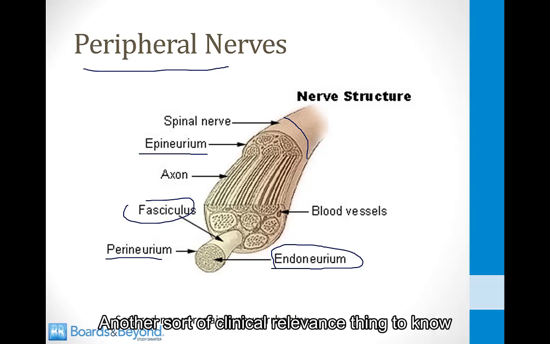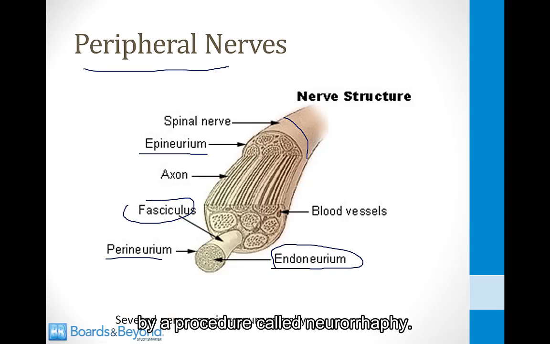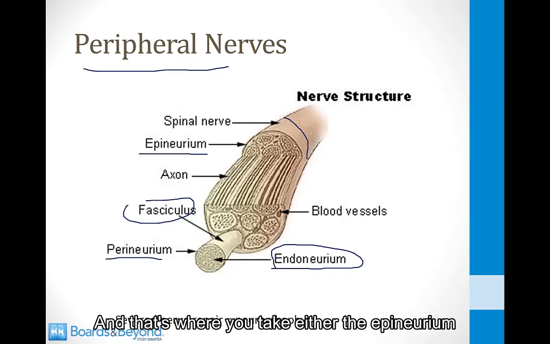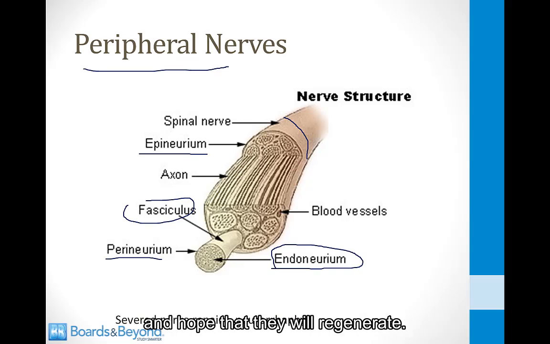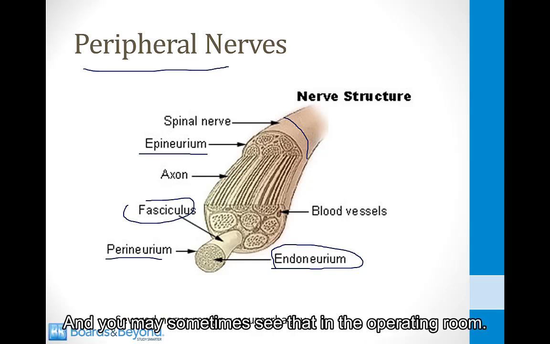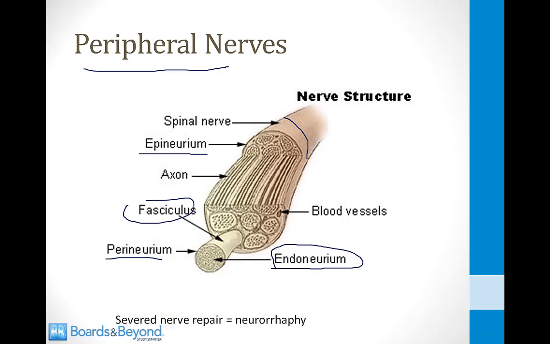Another clinical relevance thing to know is that you can try to repair severed nerves by a procedure called neurorrhaphy, and that's where you take either the epineurium or the perineurium and you stitch them together and hope that they will regenerate, and you may sometimes see that in the operating room. And that concludes our module on cells of the nervous system.